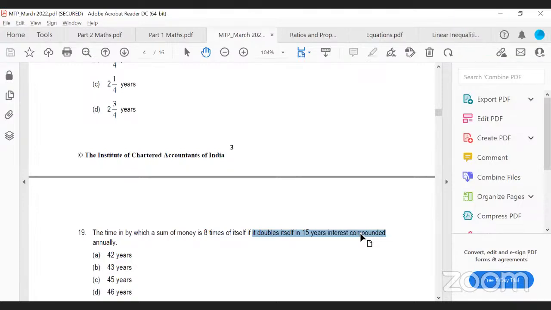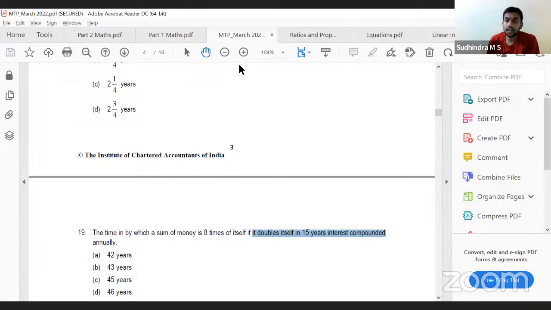$45. Correct, 45. How did we get this? They are saying x becomes 8x in 15 years. Correct? No. X becomes 2x in 15 years. It doubles itself in 15 years. X becomes 2x in 15 years.